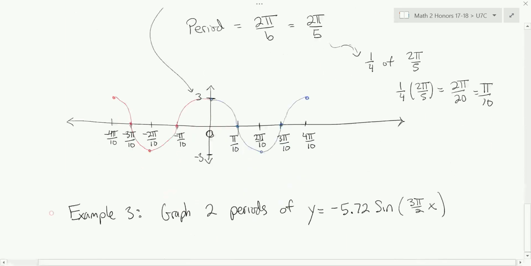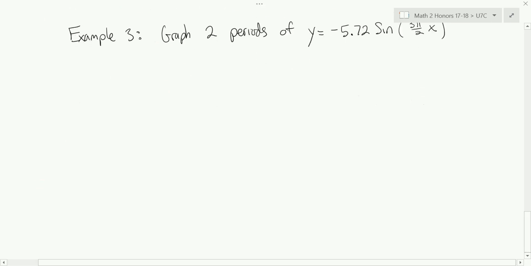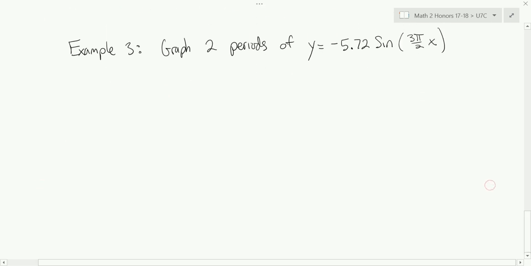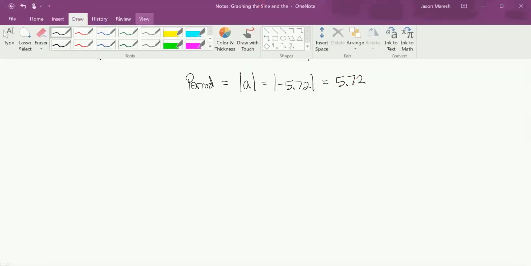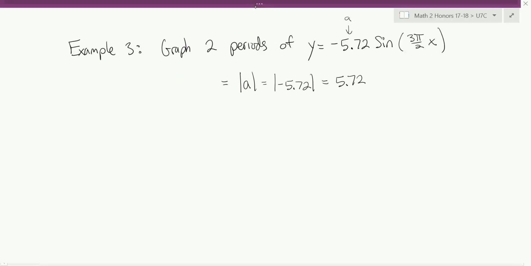I'm going to go over one last example, example 3 here. It asks us to graph two periods of y equals negative 5.72 times the sine of 3 pi over 2 times x. So again, we ask the question, what's the period of the function? Amplitude is the absolute value of a. A is the number in front of sine, so this is the absolute value of negative 5.72, which makes it positive 5.72. And then, I'm sorry, that's not the period, that's the amplitude. Let me fix that.